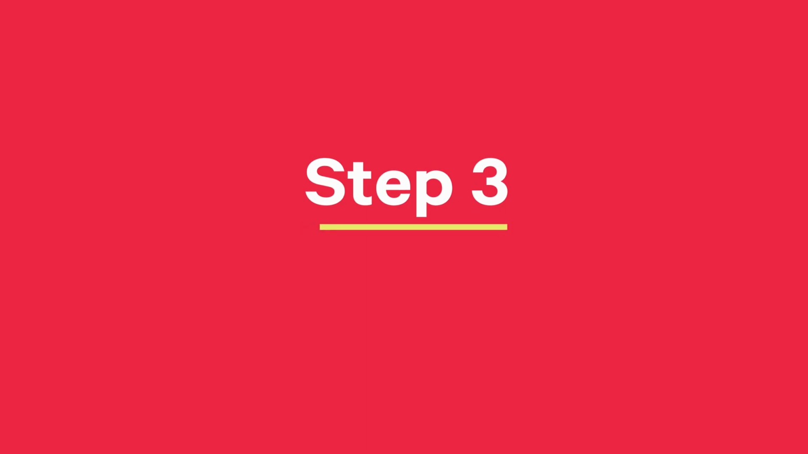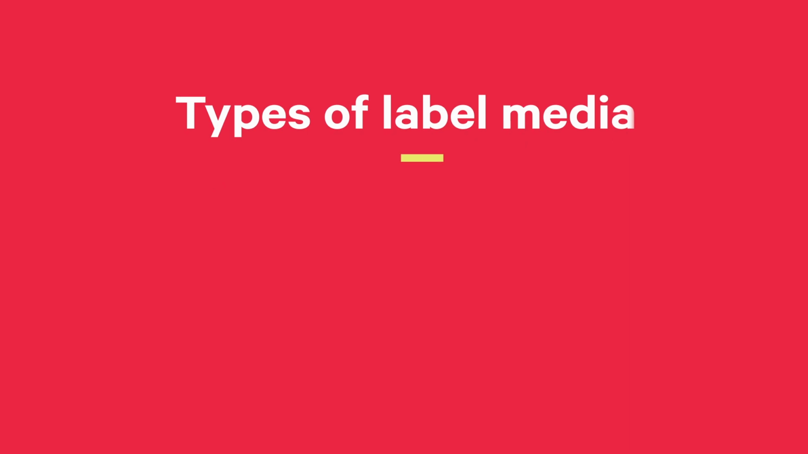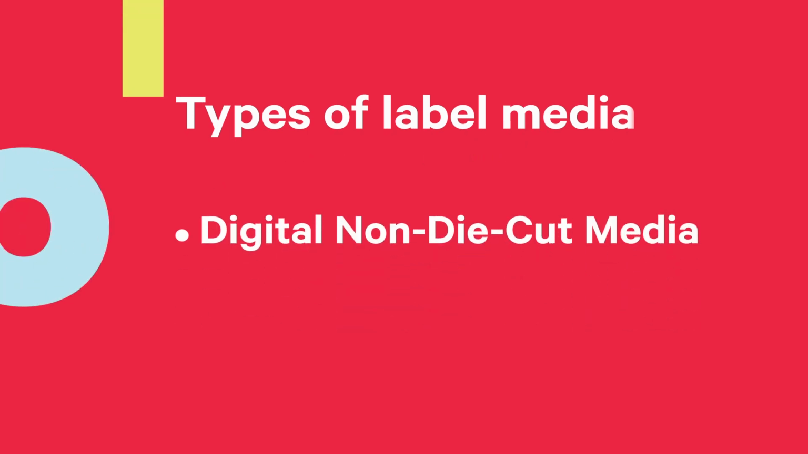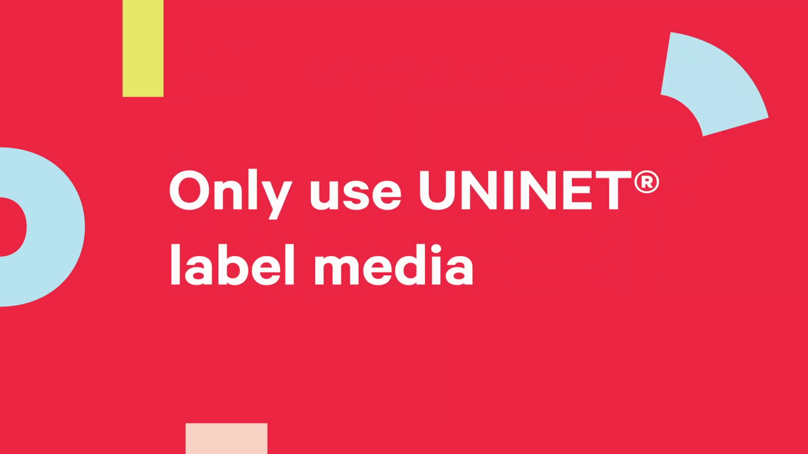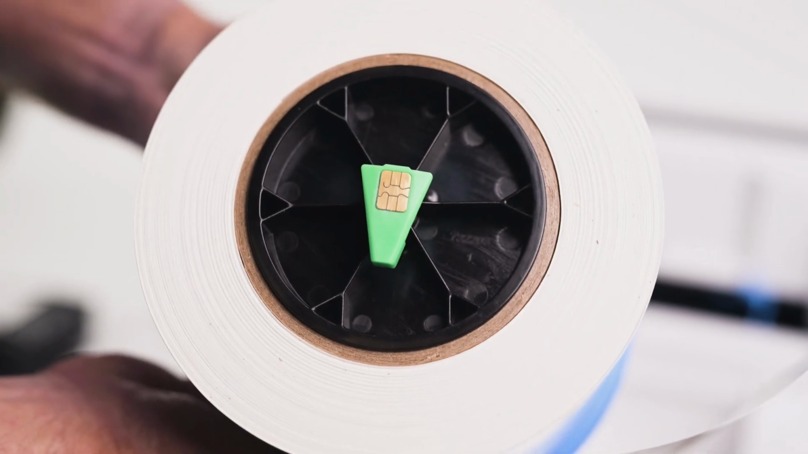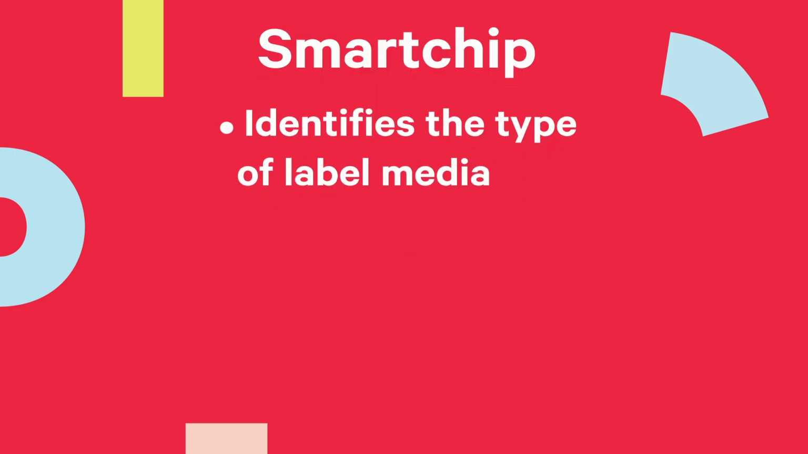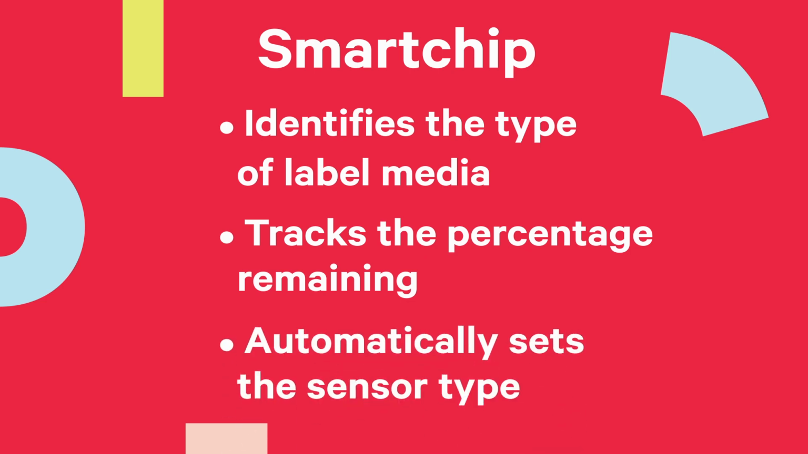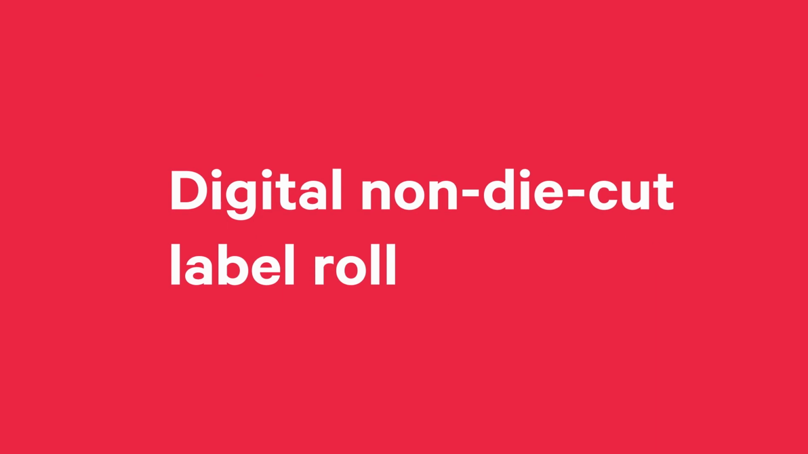Step 3. Installing the label roll. There are two types of label media that can be used: digital non-die cut media or pre-die cut media. It is highly recommended that you only use Uninet label media. This label media comes from Uninet with a black hub and a smart chip that identifies the type of label media, tracks the percentage remaining, and automatically sets the sensor type to continuous printing. Now, we are ready to install a digital non-die cut label roll.